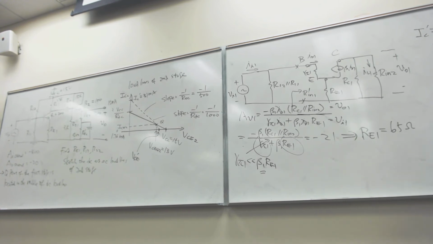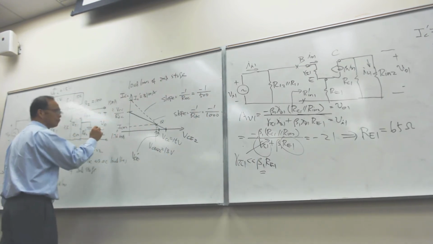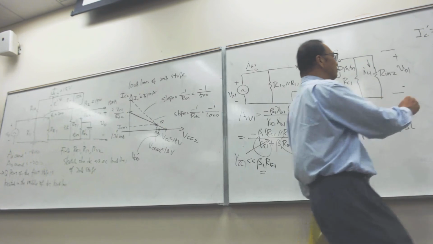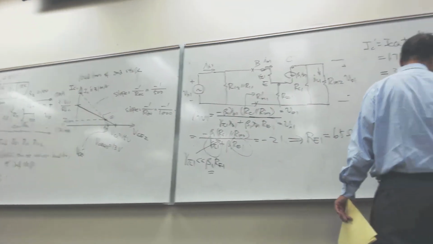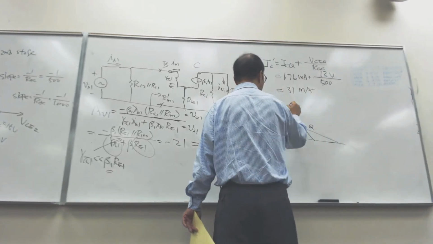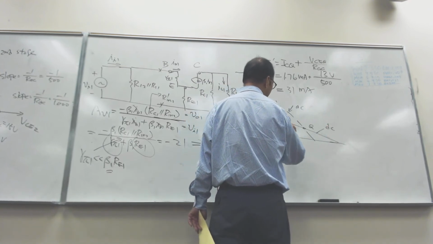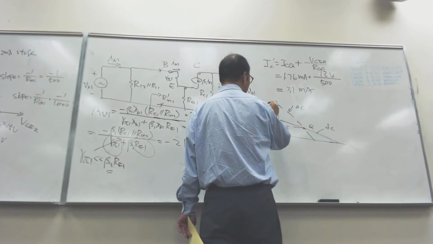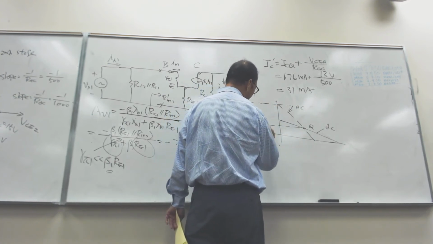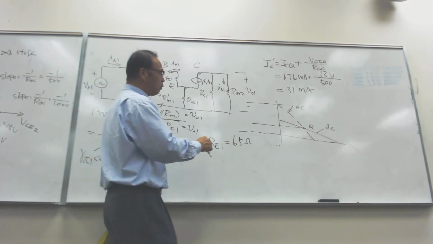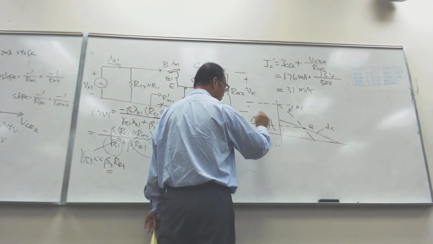Okay, then. So if you have a small signal, what does it do? That's the Q point, that's the AC load line, and that's the DC load line. So that will become the upper bound of the swing, and that will become the lower bound of the swing. The swing will be centered at the Q point, like that.